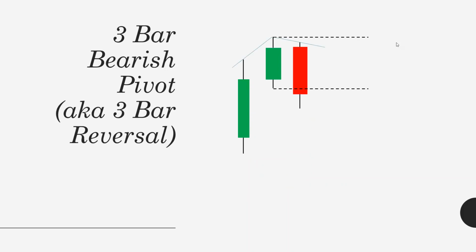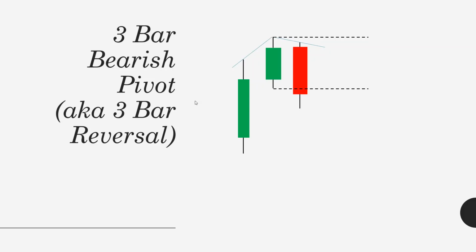We also have a 3-bar bearish pivot, and in this case, the middle bar forms the high. The last bar, which is your 3rd bar, is not higher than the middle bar, but it exceeds the low and closes under the low of the middle bar. This is a 3-bar bearish pivot and indicates that the next 3 to 5 bars will be bearish. They will reverse directions, okay?